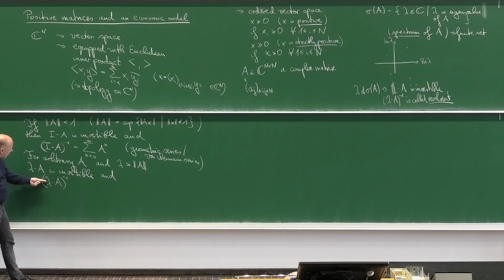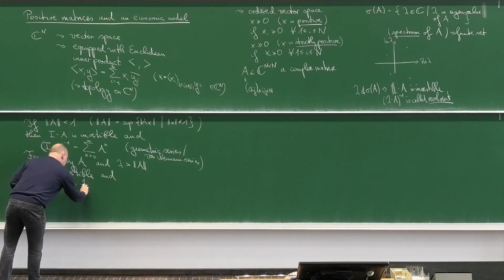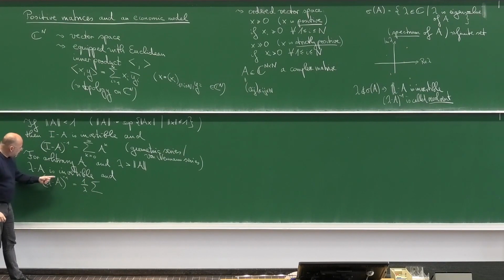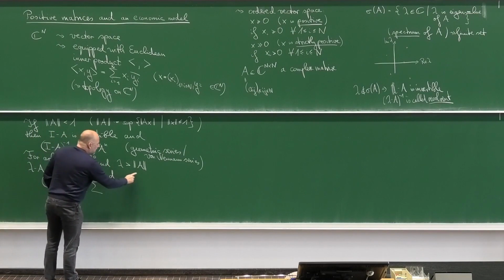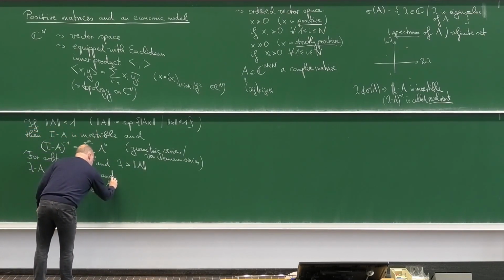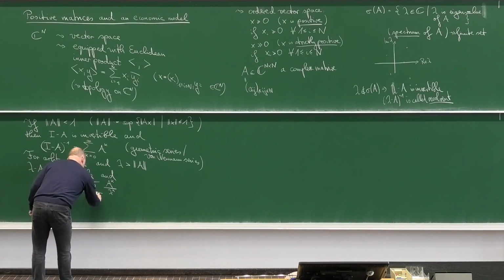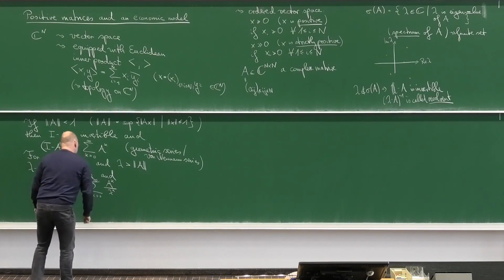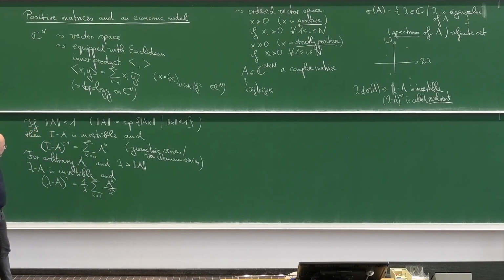You can factor out lambda, and then you have here minus 1, a 1 over lambda, and it remains identity minus A over lambda, but A over lambda has norm less than 1, and here we have A to the power k divided by lambda to the power k, the series from 0 to infinity.